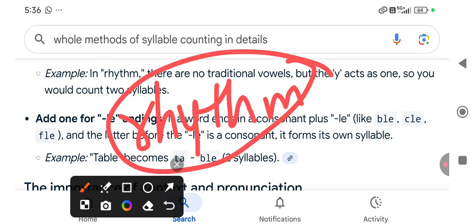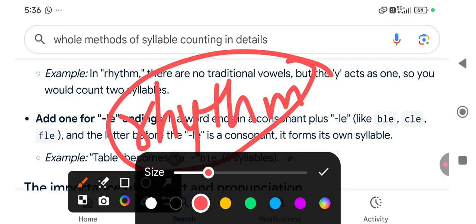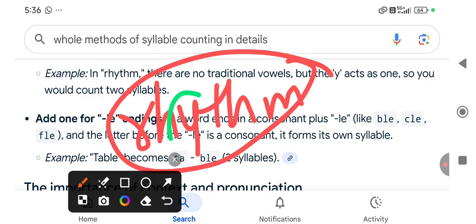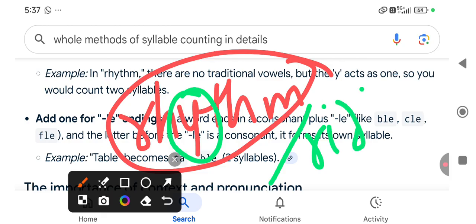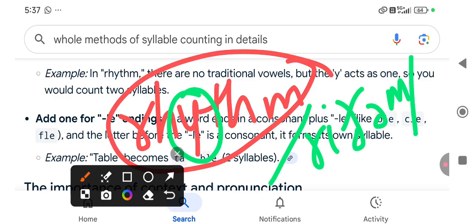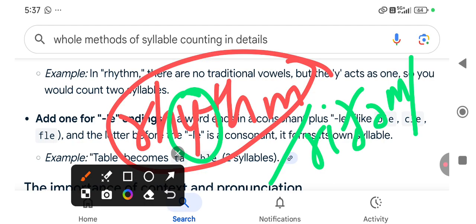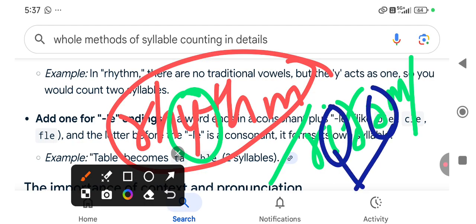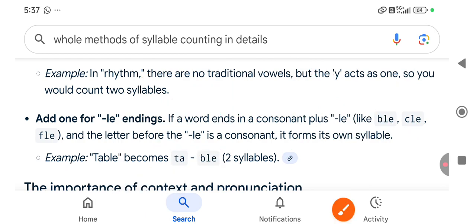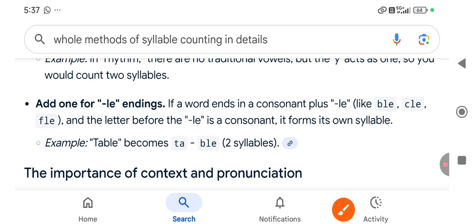But here, in this word, Y acts as the vowel. If you do a phonetic transcription of rhythm, how many vowels are there? Ri and dum. So two vowels are there in rhythm. Okay, so that is another method.